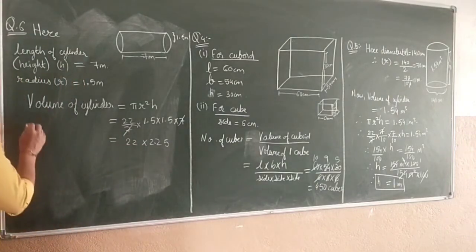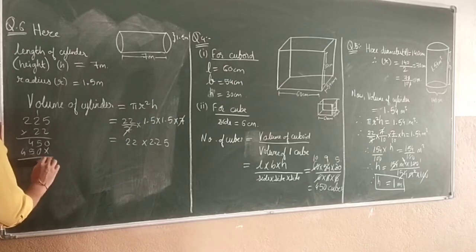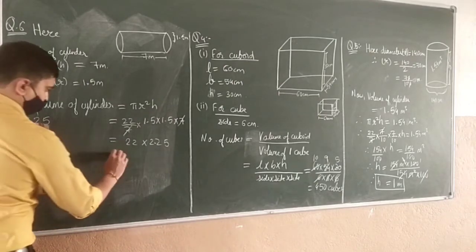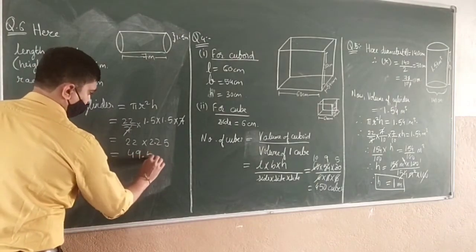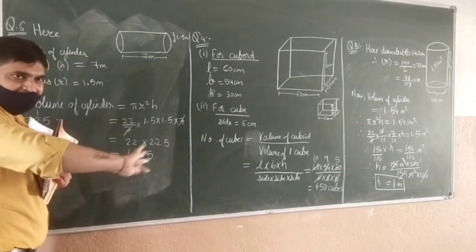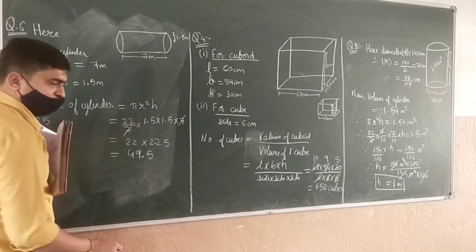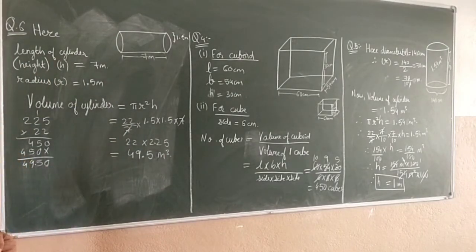22 into 2.25. On multiplying it, what will I get? 2 5s are 10, 2 2s are 4, and 1 5, 2 2s are 4. Again 0, 5, 4, 0, 5, 9, 4. But with 2 decimal points, here also there will be 2 decimal points. So we will get 49.50. But instead of 50, you can also write 5. If you don't write the last 0, it's not a problem, right? So it will become 49.5 meter cube.